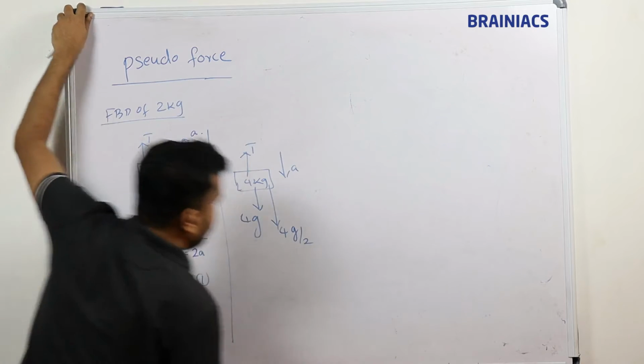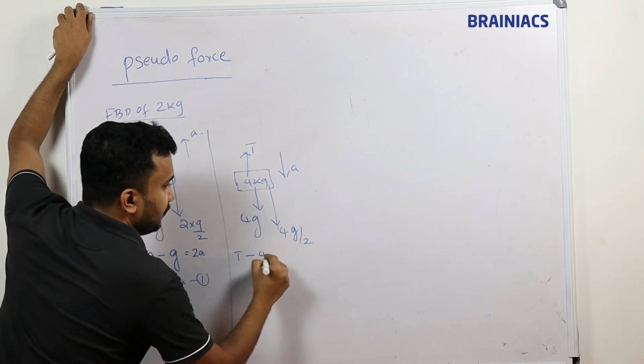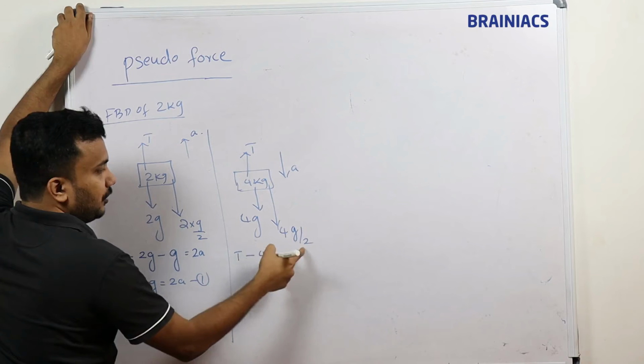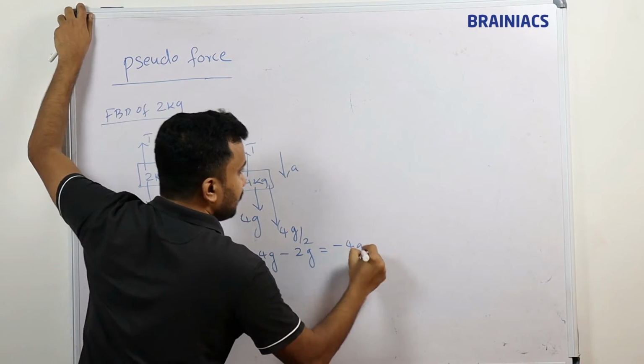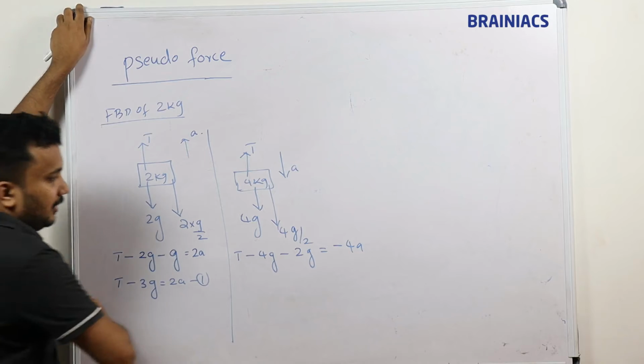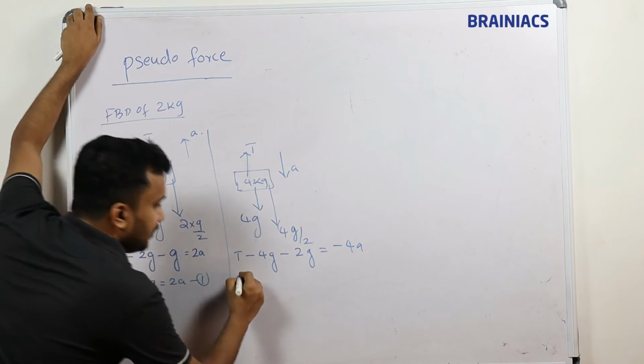Okay, so what is the upward force here? T minus 4g minus 4, the 2 cancels, so it becomes 2g is equal to ma. Ma means 4a because the acceleration is downward. We'll simplify this one. So what do I get?